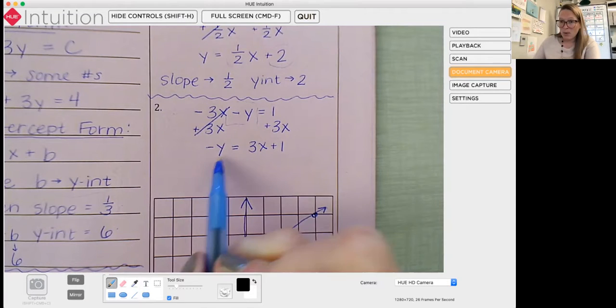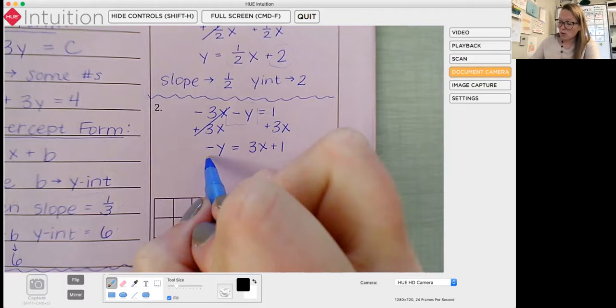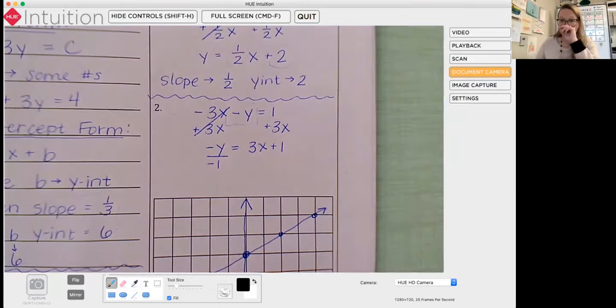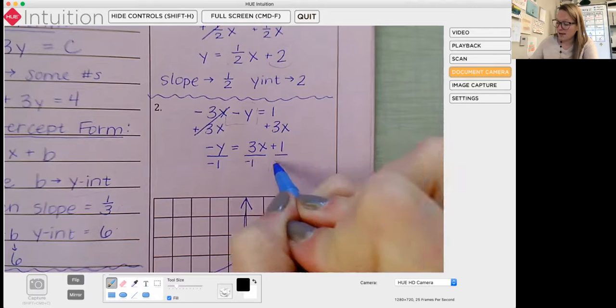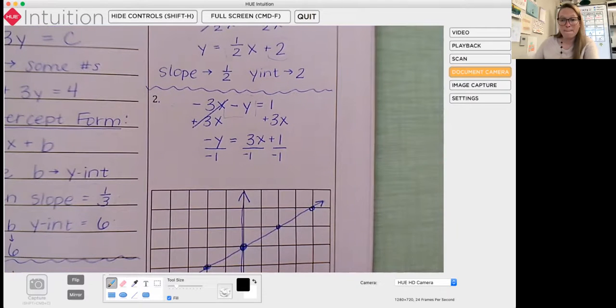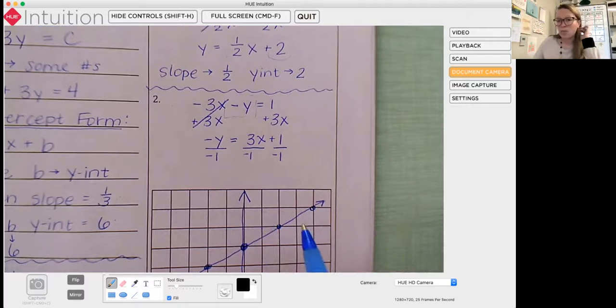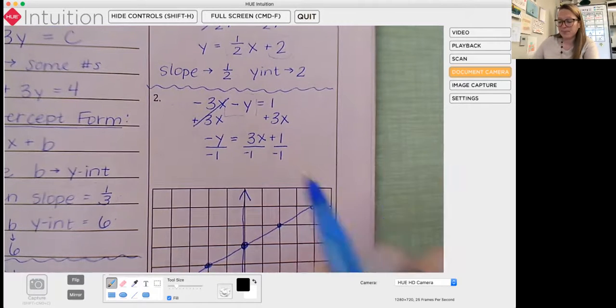Now the thing is here, my y is not alone. So I have this negative sign. I need to make sure that I get rid of that. Remember that in order to get rid of that negative, I'm going to divide by negative 1. Whatever I do to one thing, I must do to everything. So I have to make sure that I'm actually dividing every single term by negative 1 in order to make this work. So basically dividing by negative 1 is just going to switch the signs of everything.